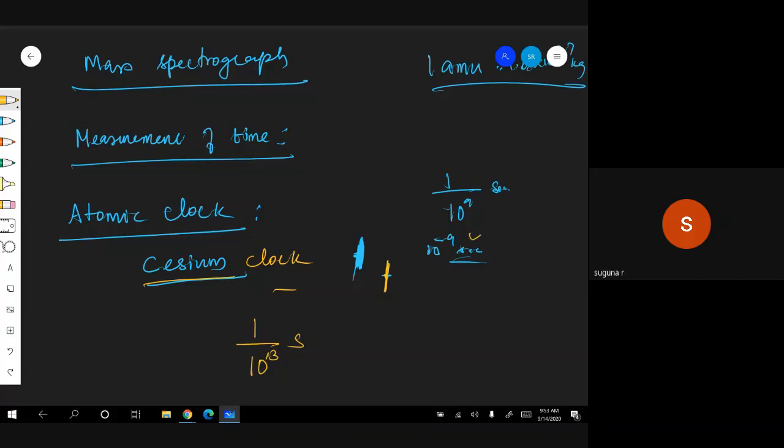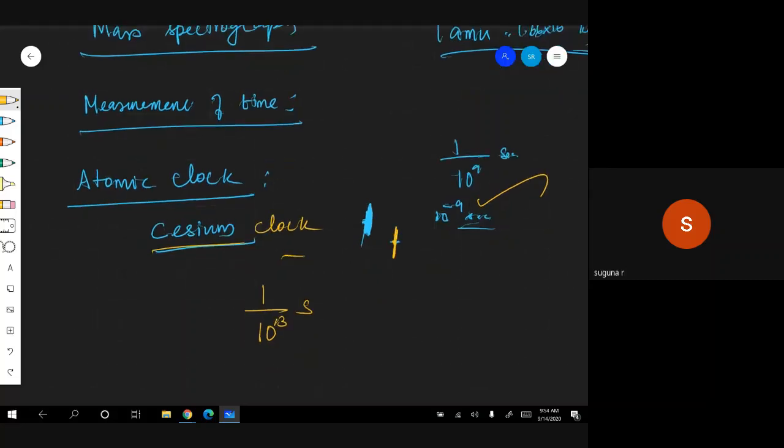You see here, the previous one is the quartz crystal clock, which I think I have given you. The first one is the quartz crystal clock, whose accuracy is 10 power minus 9 seconds. I told you, but I have not written it. Next one is the atomic clock, whose accuracy is of the order of 10 power minus 13 seconds.